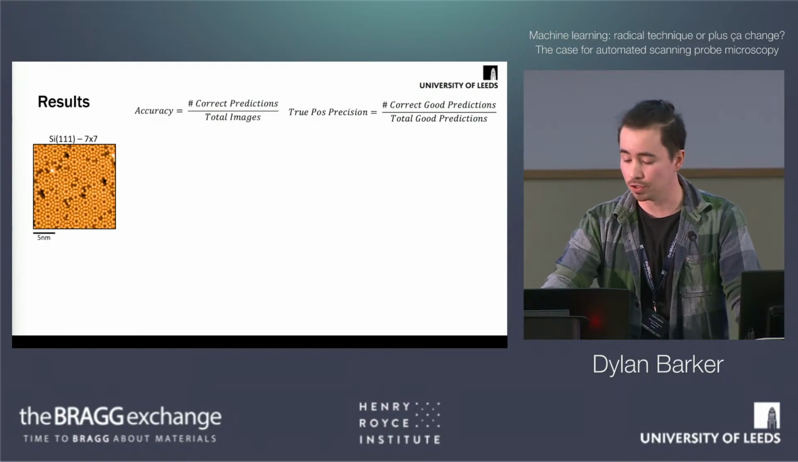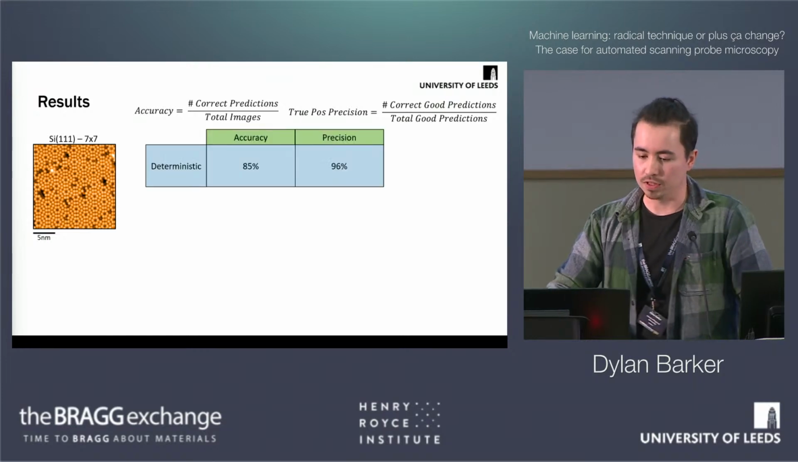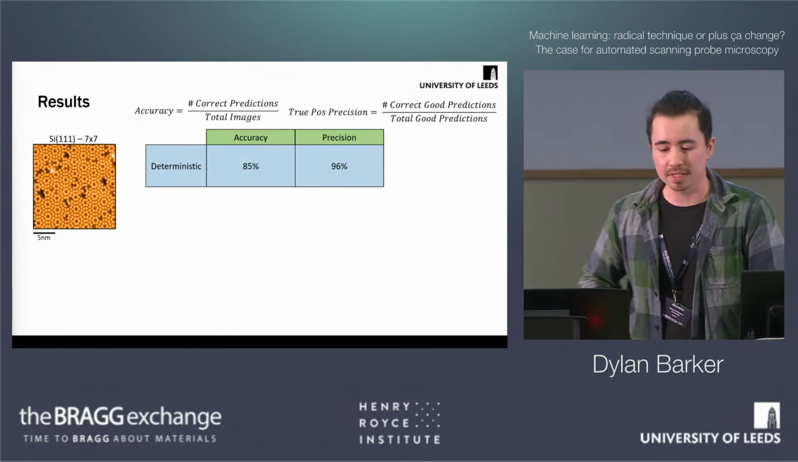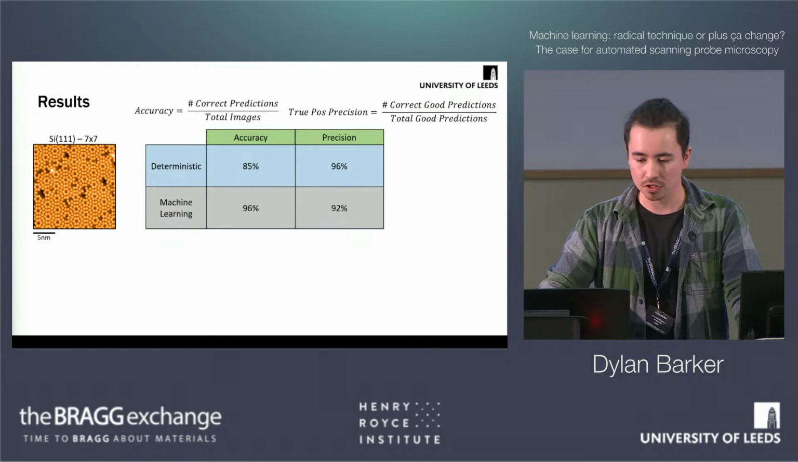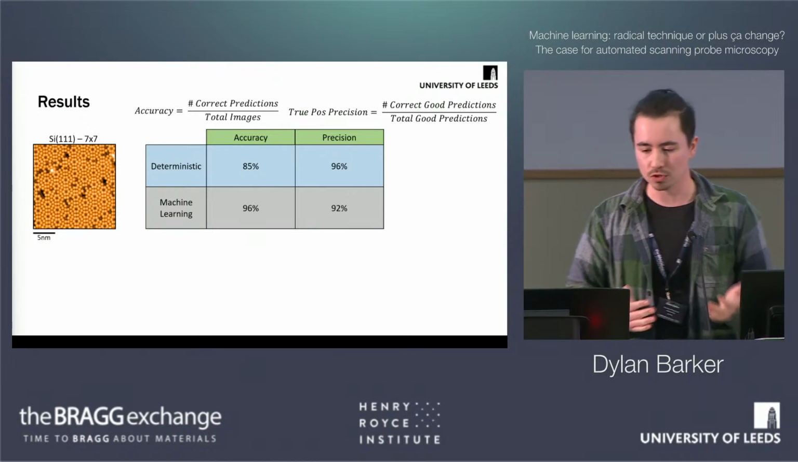So into the actual results. Firstly, with the Silicon 111 7x7, with the deterministic classifier, so that's using the cross-correlation, we get an overall accuracy of 85% and a true positive precision of 96%. And using the machine learning classifier, we get an overall accuracy of 96% and a precision of 92%. So you can see fairly comparable results here.